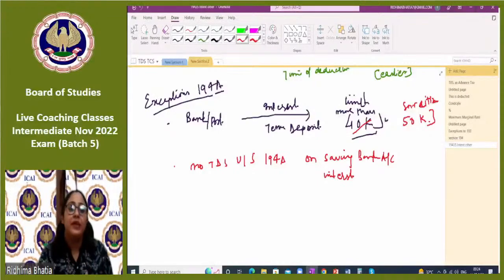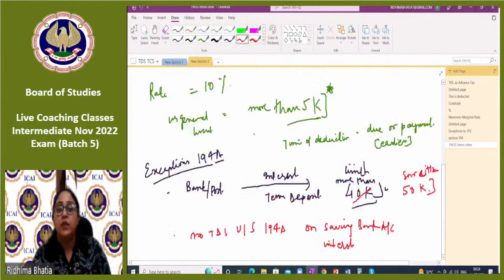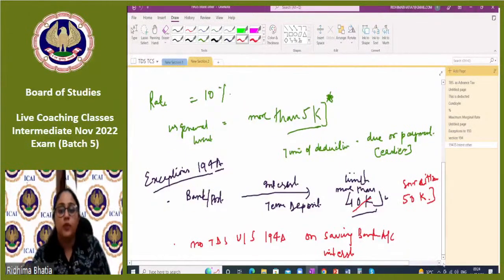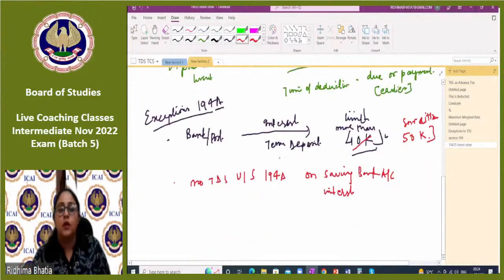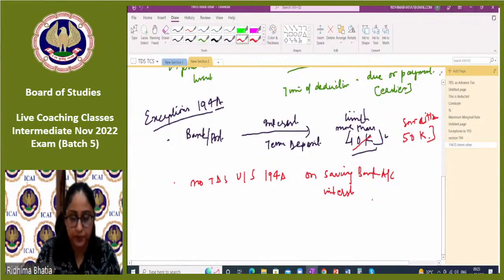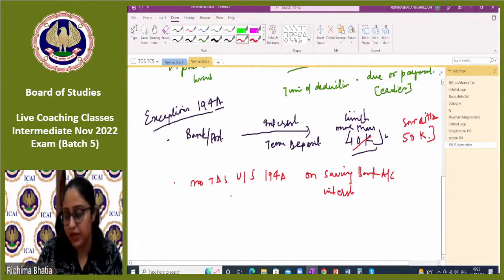If the payee is a senior citizen, the limit would be 50,000. General 194 का limit is 5,000. Remember? But the moment the interest crosses 40,000, only then the bank or the post office would deduct TDS on term deposit. They will not deduct the TDS on saving bank deposit, even if it is more than 5,000. No TDS on saving bank deposit. Saving bank deposit ka interest.